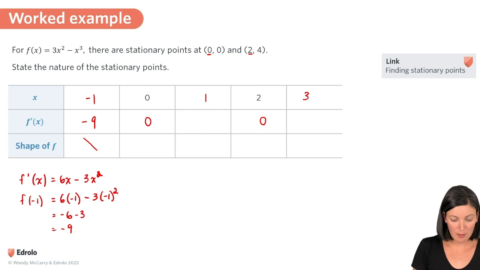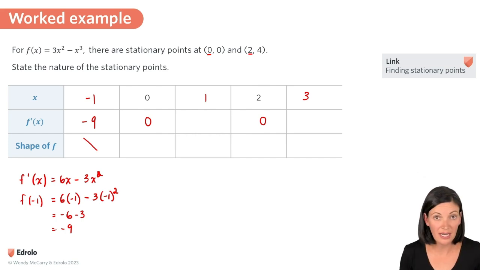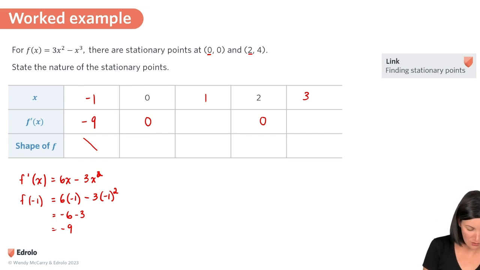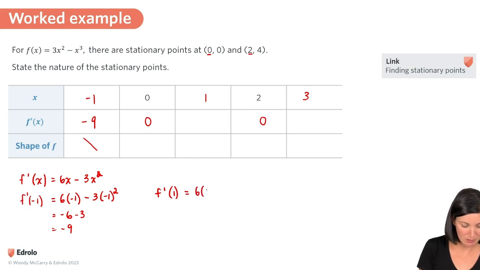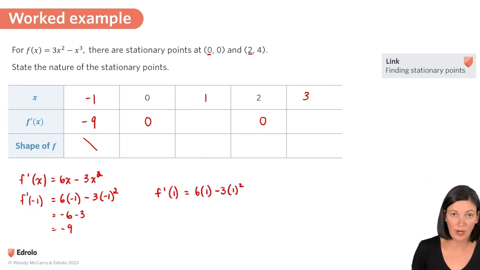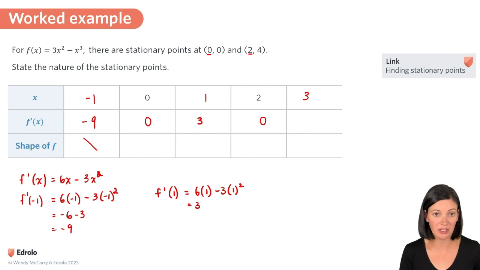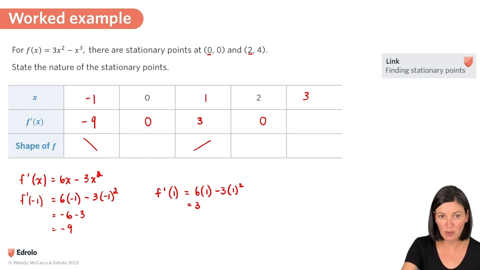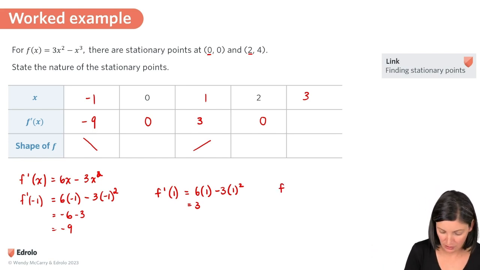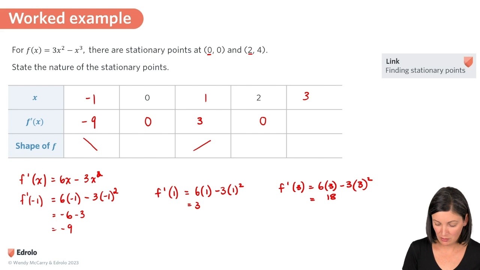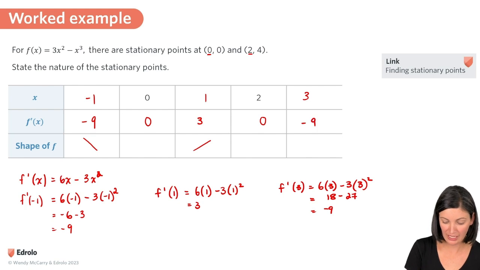Okay. Now let's look at our other points. Let's look at the gradient when x is equal to 1. The derivative at x equals 1 would be 6 times 1 minus 3 times 1 squared. So that gives me 6 minus 3, which is 3, which is a positive value. So that means the gradient at that point is positive. Now let's look at what happens at my next point when x is equal to 3. So here I get 18 minus 27, which is -9, which again is negative.